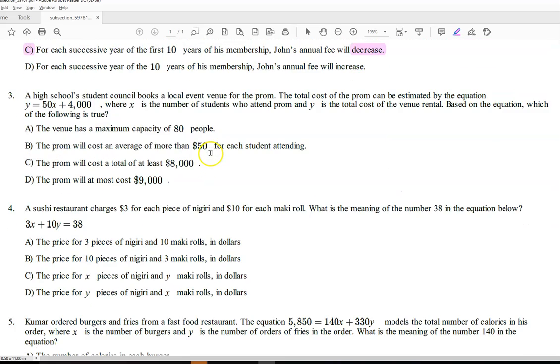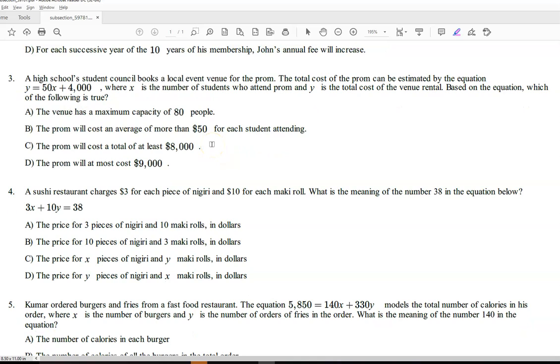Looking at the other one I want to do, number 3. I'm trying to do this kind of quickly here. So a high school's student council books a local event venue for the prom. The total cost of the prom can be estimated by the equation y equals 50x plus 4,000. X is the number of students who attend prom. Y is the total cost of the venue rental. Okay, so off the bat I can see the total cost is Y, X is the number of students, so 50 is probably something like per student or for each student, something of that nature. Those types of words are what we're looking for.